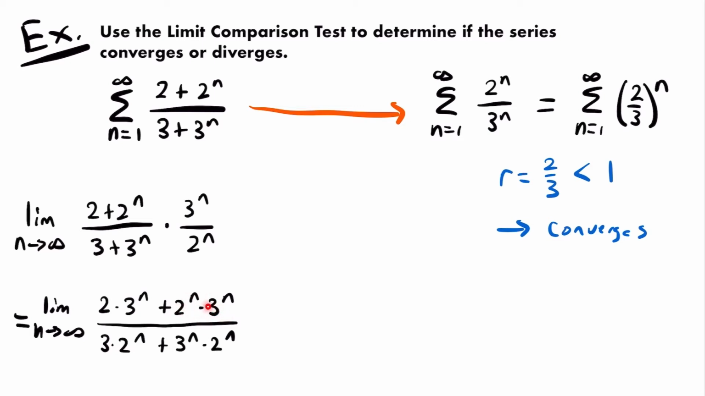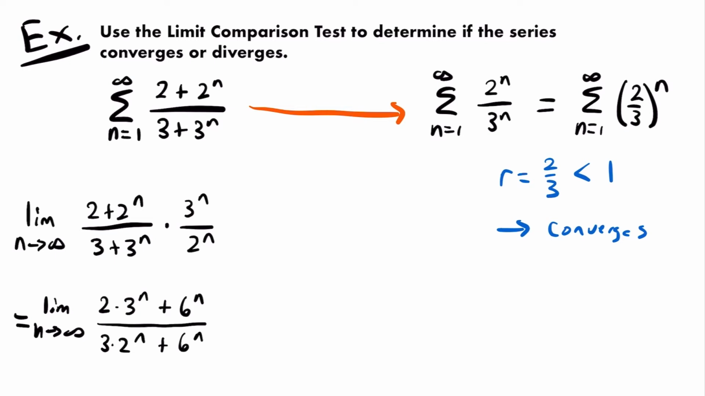So this is actually 6 to the power of n, and 3 to the power of n times 2 to the power of n will also be 6 to the power of n. And so I'm just going to simplify that right now. We're just going to have 6 to the power of n as that term in the numerator and denominator.